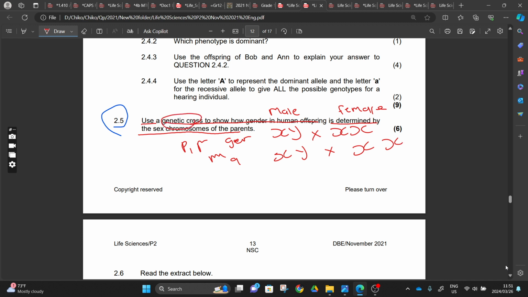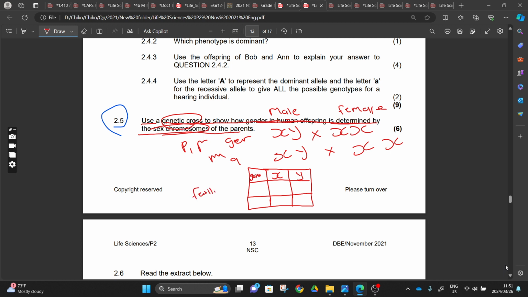Use a genetic cross to show how genetic gender in human offspring is determined by the sex chromosomes. And then you do your Punnett square. Let's give the Punnett square a moment to shine, because we are also going to do this Punnett square during a dihybrid cross. So you'll have to know what is happening in this Punnett square. Here we'll have gametes, and then here this gamete will come as it is.